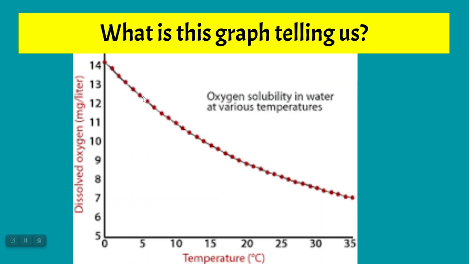What is the chart telling you? What is this graph telling you? Think about it. And try to complete this sentence. As the temperature increases, the dissolved oxygen, blah, blah, blah. What is the dissolved oxygen doing? As temperature increases, dissolved oxygen is going down.